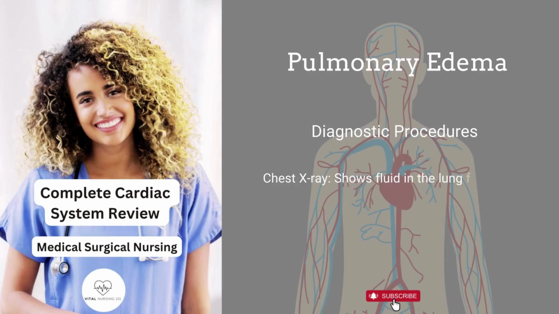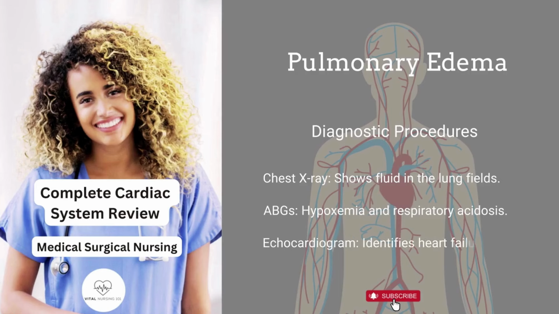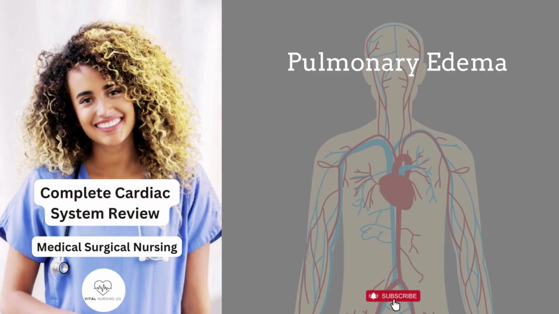Diagnostic procedures are the following. First, a chest X-ray, which shows fluid in the lung fields. Next, ABGs, indicating hypoxemia and respiratory acidosis. Finally, an echocardiogram, which identifies heart failure as the underlying cause.